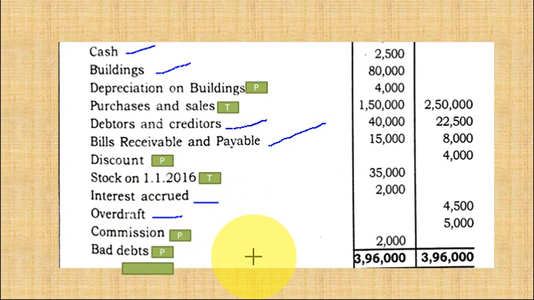Bad debts, profit and loss account. Students, you should always make it a habit that whenever you see the problem, you should see each and every item and you have to identify where it appears, right? So as you do the same, after many problems, you'll be very clear about which item goes where. Let us see the adjustments now.